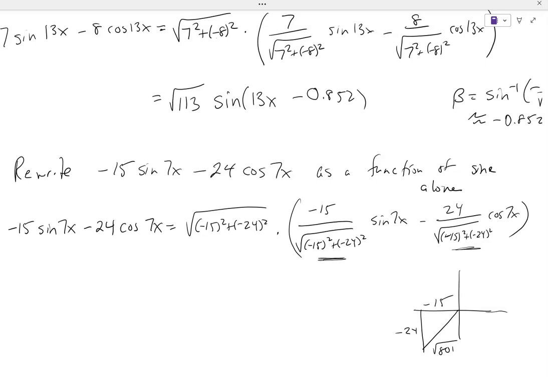Can you explain one more time why you put the negative 15 and negative 24 where they are on the triangle? Okay, so the coefficient out in front of the sine has to be the cosine, so that has to be the adjacent side. And then the one in front of the cosine has to be the sine, so that has to be the opposite side. That's where I'm getting those. Okay, I see. So it's divided by the hypotenuse. Yep, exactly. It's divided by the hypotenuse. That's how we're creating those.